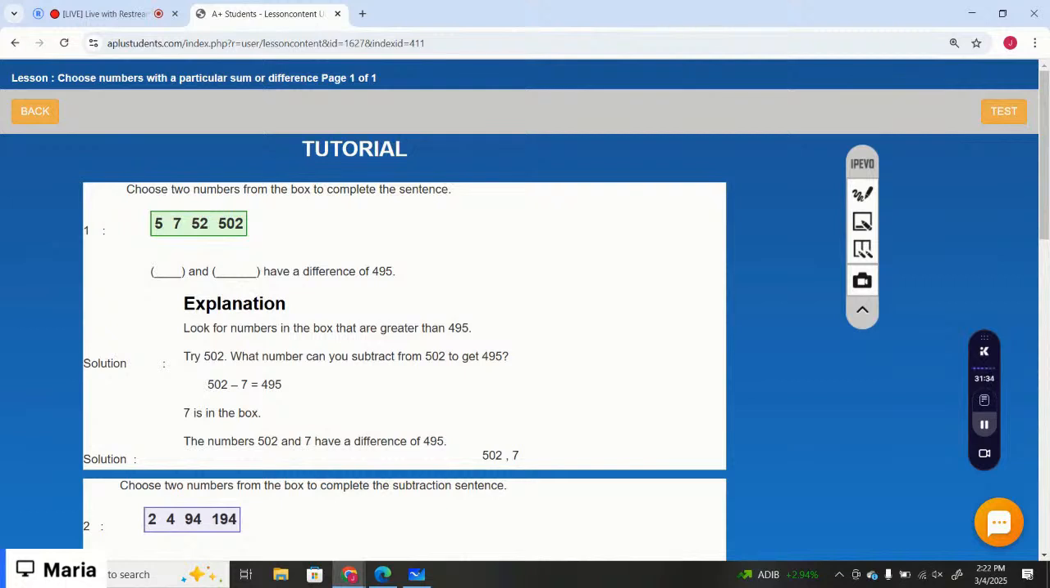So, you are given 5, 7, 52, 502, right? That is 495, the difference. So, that means the first number must be 507. So, which number you have to subtract? The difference is 495. That is 502 minus 7.